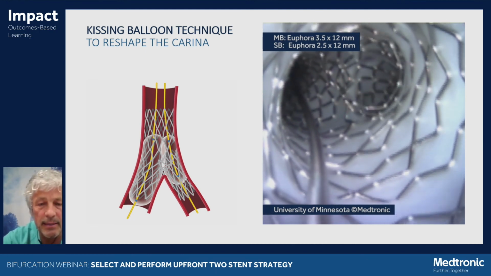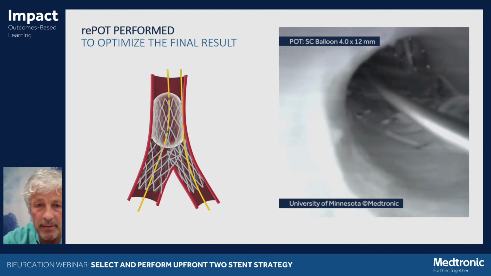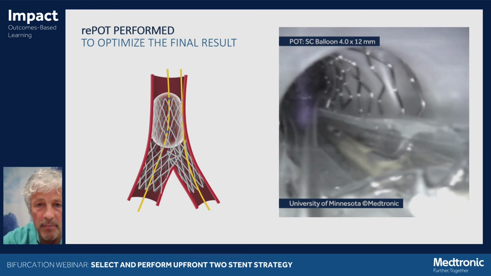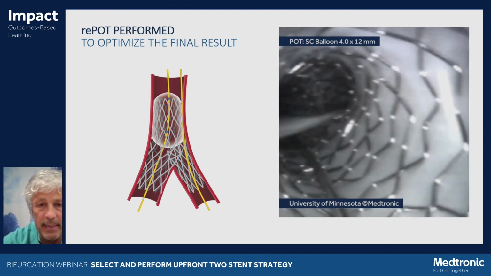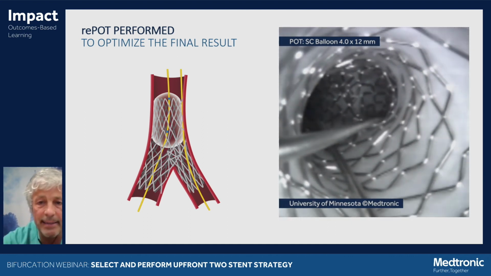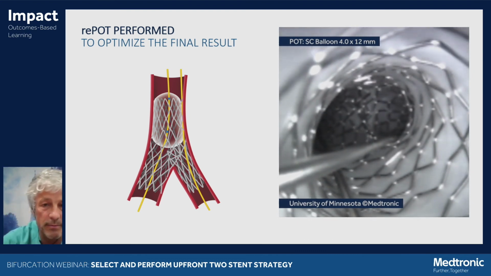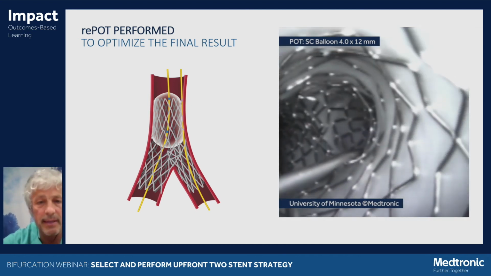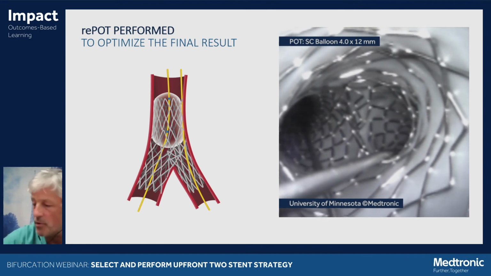You can see here the effect of the kissing in the case. The POT is very important. You can see now the POT to optimize the final result. Here is the POT. We will see now that the POT with a 4 millimeter balloon is done, and the balloon is retrieved. And you see proximally the stent is not elliptical and well apposed, well apposition, everything.